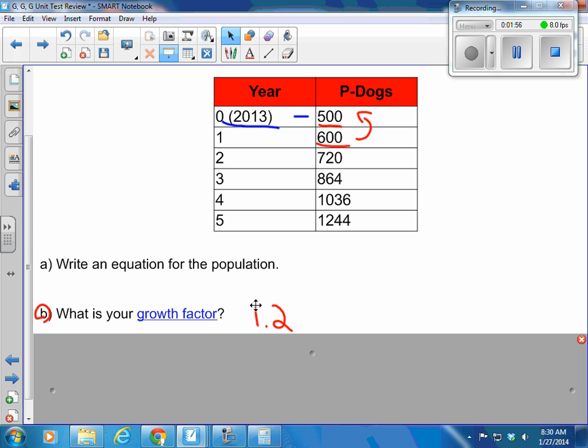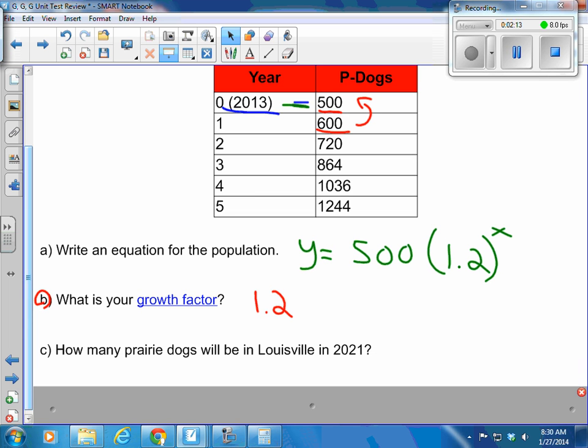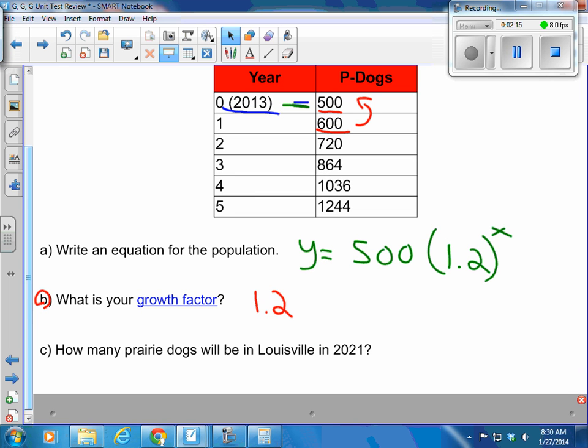Now, I can use that to write my equation. Y equals, my y-intercept is 500. This is an exponential equation, so 1.2 to the x power. That is how I write my equation and growth factor. Final question in this problem: how many prairie dogs will be in Louisville in the year 2021? Pause it now.